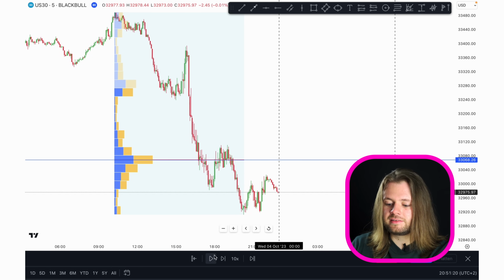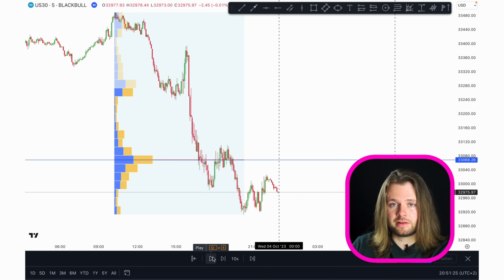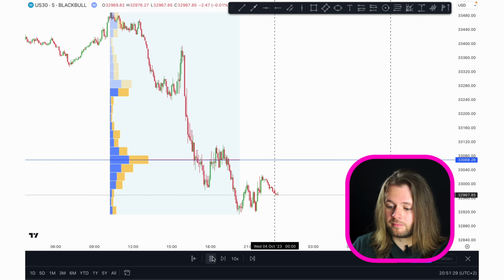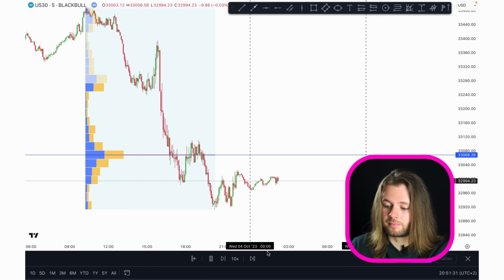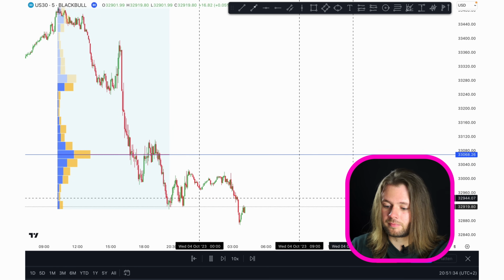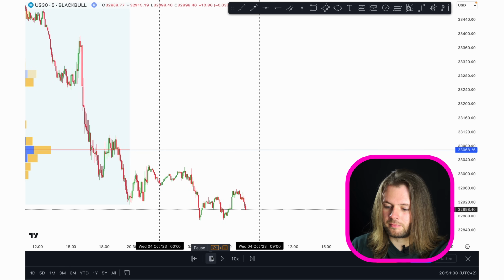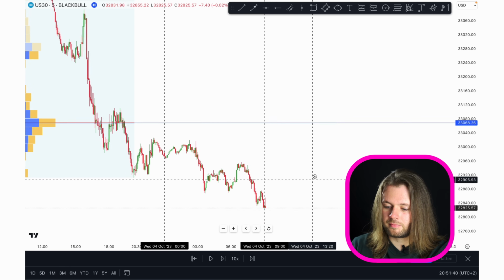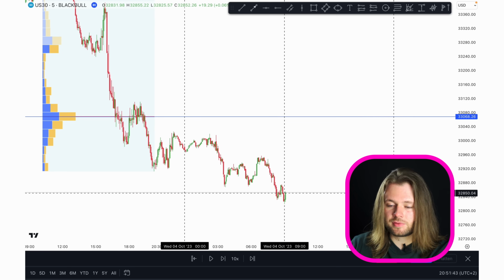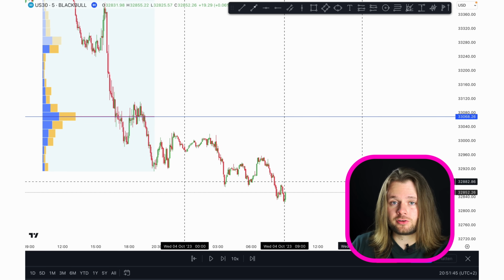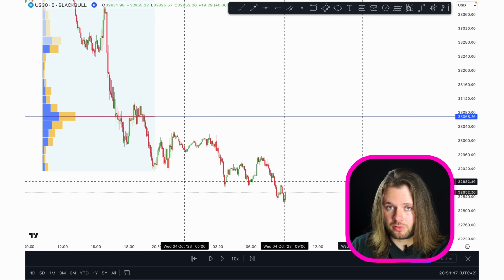So now let's see what happens if we play the price movement. Let's see if it mitigates that line before 9 o'clock. As we can see, the volume level was not mitigated before 9 o'clock. Which means we have a valid setup on our hands.